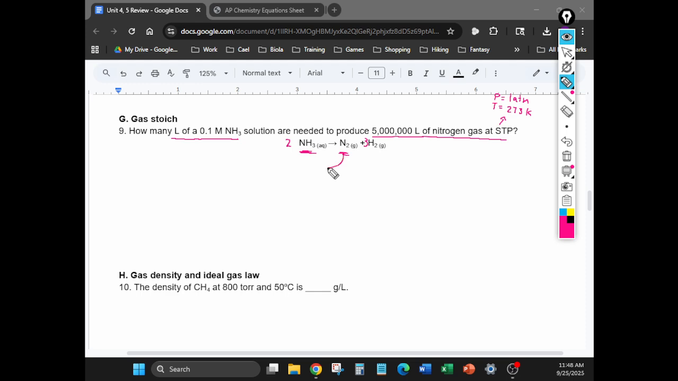So we're trying to convert from N2 to NH3. Whenever we're using a conversion with a chemical equation, we always need everything in terms of moles. So we're trying to find moles of nitrogen so that we can turn it into moles of NH3. That's where we're going to use our information about the gases. We know that the pressure is 1 atm, the temperature is 273, and we've got the volume right here: 5 times 10 to the 6 liters. And so we need to find n.